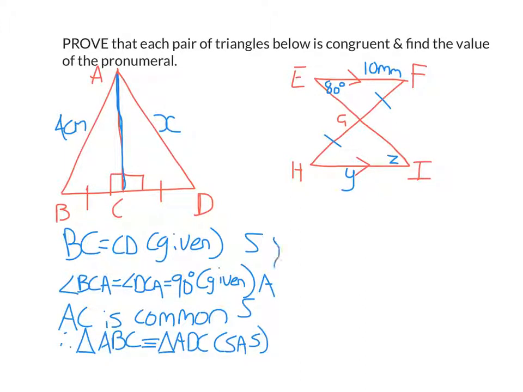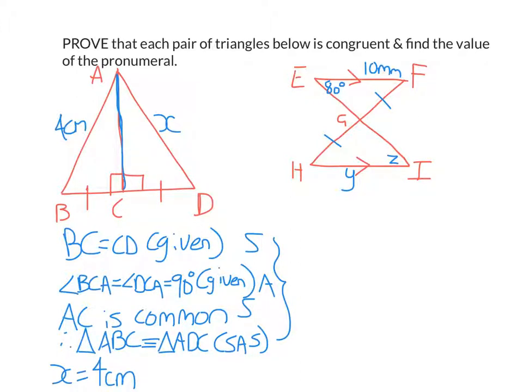So this here constitutes a formal proof. I've said why things are equal and then written my congruent statement. So then it becomes clear that X must be 4 centimeters because they are corresponding sides of a congruent triangle.